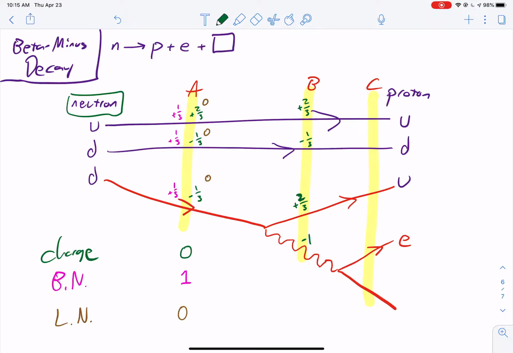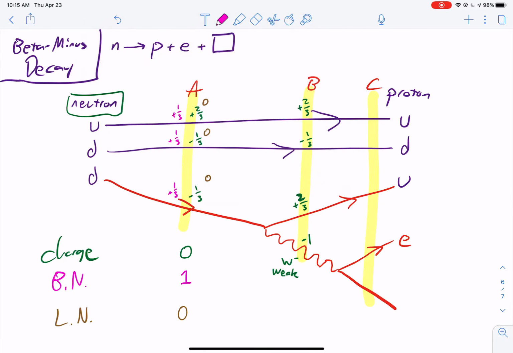Now that helps us a lot, because I know the only boson with a charge is the W minus boson. And therefore, this interaction is governed by the weak interaction, because the W minus mediates the weak force. And so we have a situation where this beta minus decay all happens because of that mysterious weak force.